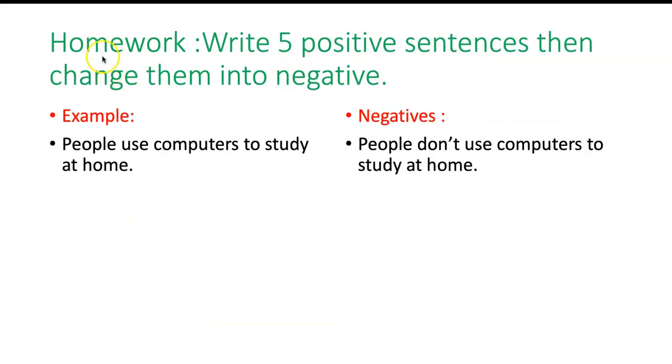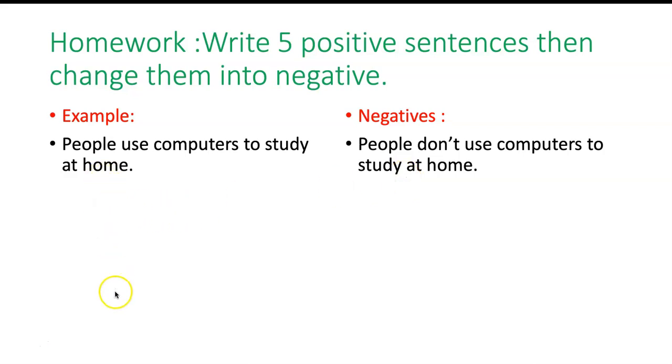Okay, homework. Write 5 positive sentences, then change them into negative. For example, people use computers to study at home. This is positive. Aquí escribió la positiva. Now, the same sentence le va a escribir en negative. La misma oración le hace negativa. People don't use computers to study at home.